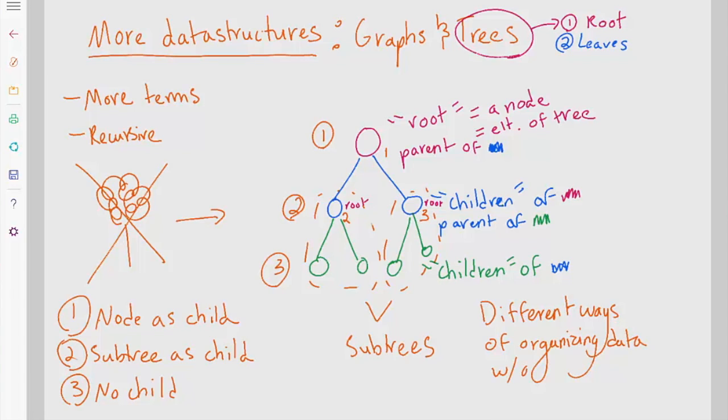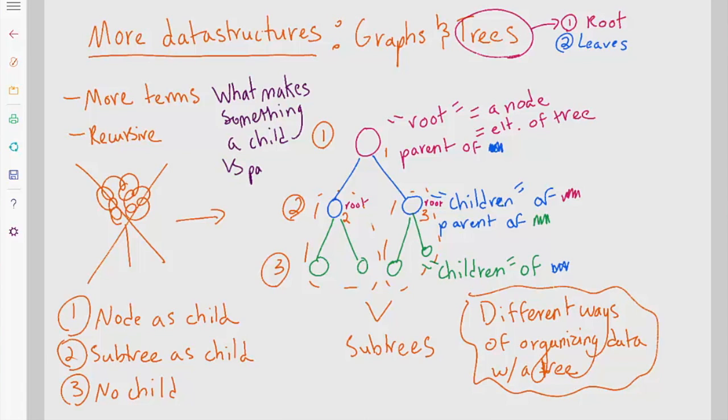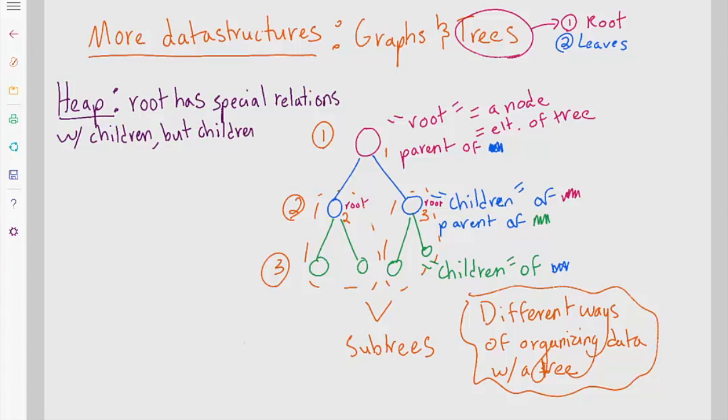So different organizations of a tree make up different data structures, whether you have a bunch of children, and what demands something be a root, what demands that something is a child, like why would you make one element a root and the other a child? What is that relationship? That's what makes different data structures that we can represent. And so one of these data structures is called a heap, and a heap is usually organized so that the root has a special relationship with the children, but the children themselves have no relationship with each other.